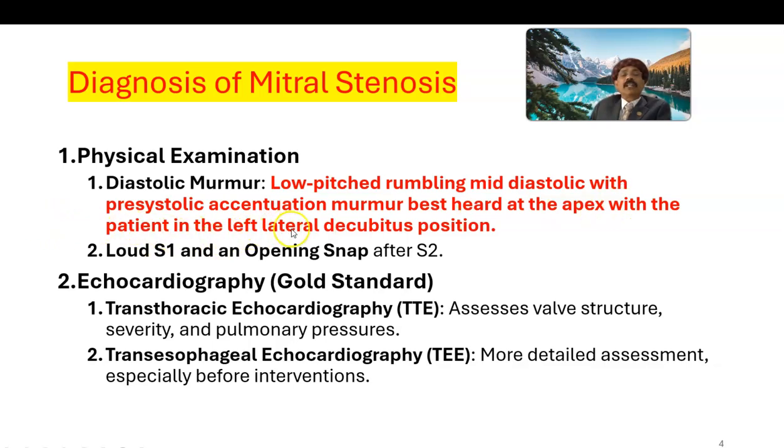With the patient in the left lateral decubitus position, we can auscultate the best mitral stenosis murmur. Loud S1, or first heart sound, and an opening snap after S2. The opening snap is due to the stenosis; if there is significant stenosis, there should be an opening snap after the second heart sound.